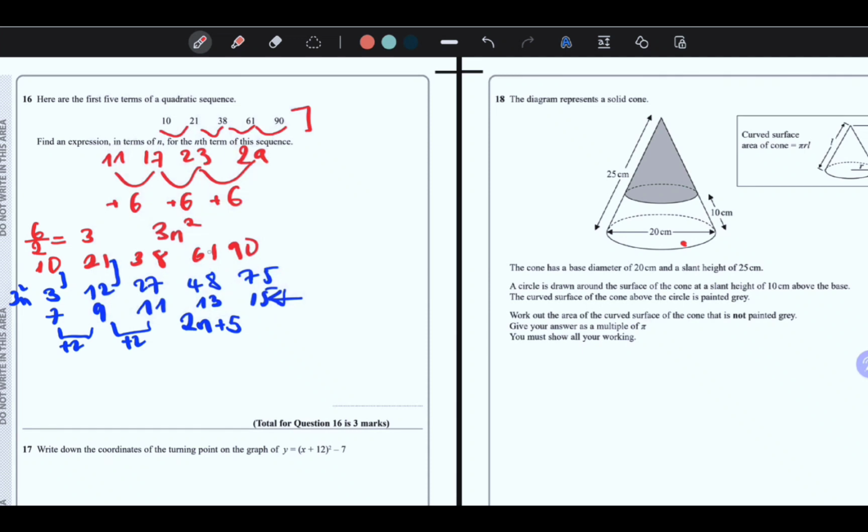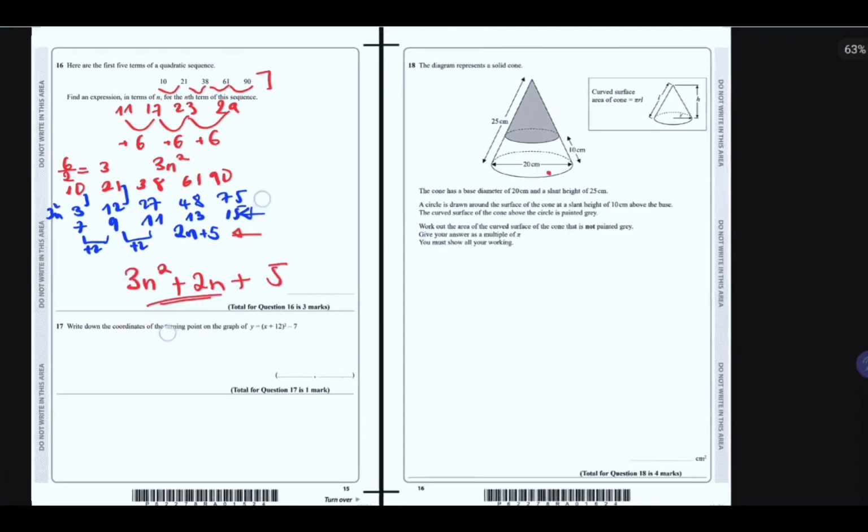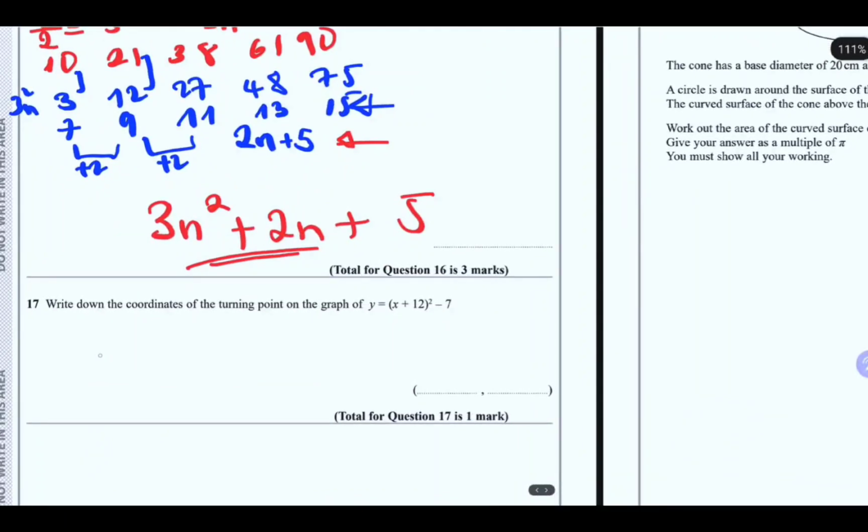So now that we know the linear sequence n term, we can just combine them together. So the n term would be 3n squared plus 2n plus 5. Let's move on to question 17. Write down the coordinates of the turning point of the graph y equals (x plus 12) all squared minus 7.